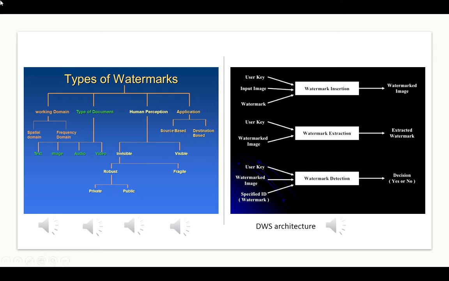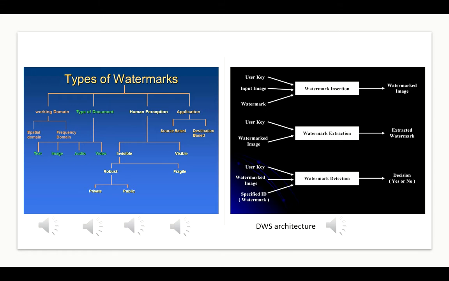There are four types of watermark, and it is differentiated by working domain, type of document to be watermarked, human perception, and application. The working domain, also known as the algorithm of the watermarking scheme, is split into two categories: spatial domain and frequency domain.